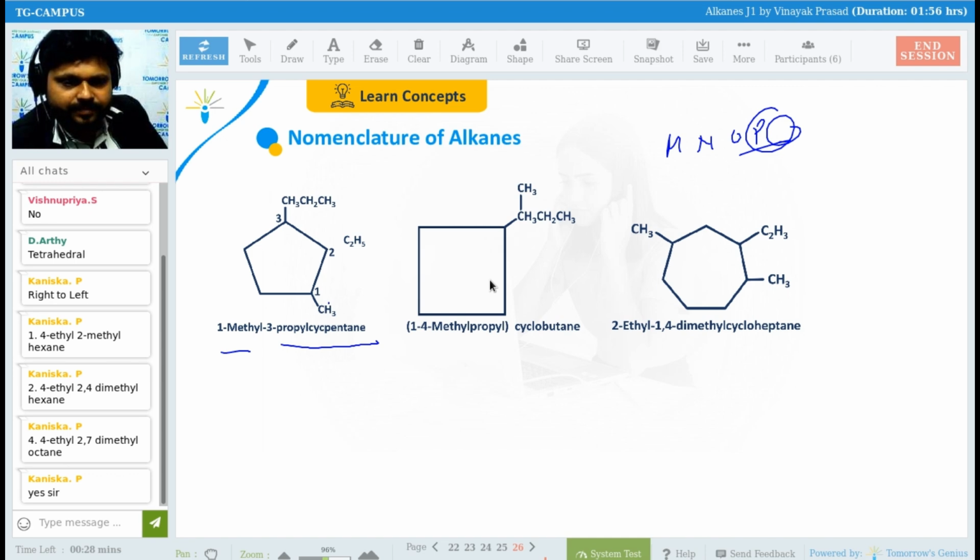Now, next question. Next question is about what? See guys, this is a square, and after that, 1, 2, 3, 4 carbons are there. So how will you name this compound? 4 carbon chains are outside this ring. See guys, we can say like this: 1 methyl propyl cyclobutane.